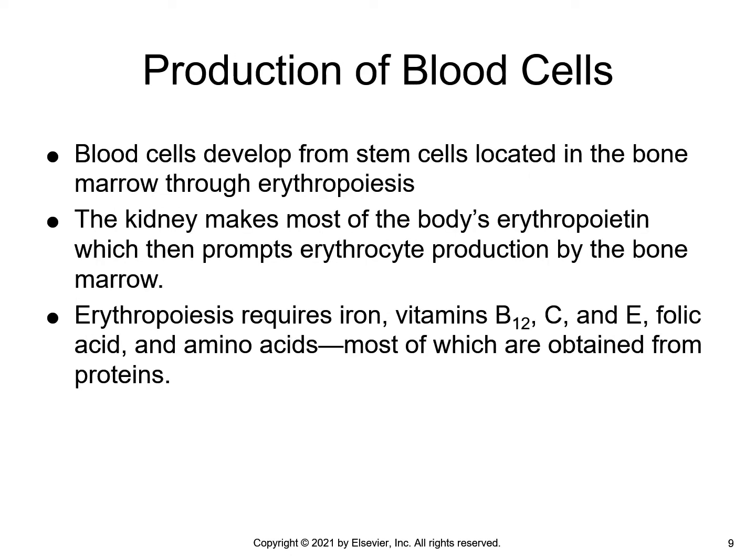Blood cells actually come from the stem cells, which are made in the bone marrow. The kidney makes a lot of the body's erythropoietin. This actually determines the erythrocyte production by the bone marrow. For erythropoiesis, our bodies require iron, B12, vitamin C and E, folic acid, and some amino acids.